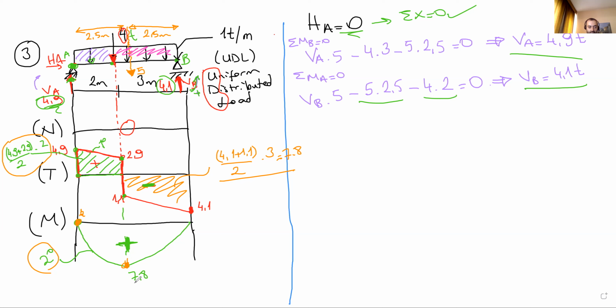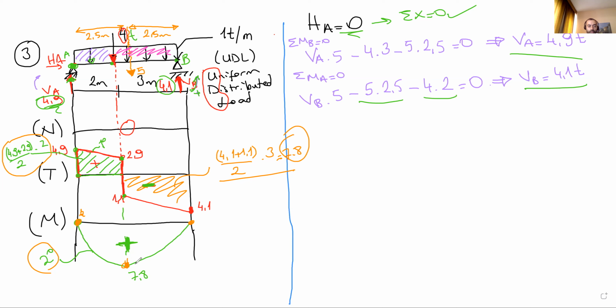You know, this is 7.8. So this is 7.8. We are going to go back to 0 at this portion. Is it correct? Yes, it's correct, because at this point we have a roller support. Roller support means there is only vertical support reaction. There is no moment at this point. That's why we are doing correct.